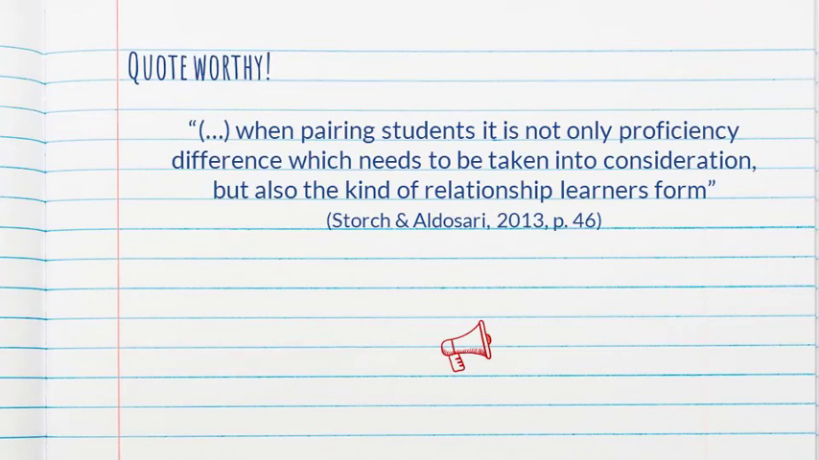This quote from the article captures the pedagogical implications and the complexity of forming pairs. And it says, when pairing students, it is not only proficiency difference which needs to be taken into consideration, but also the kind of relationship learners form. And I would add that learners work differently, not just with different classmates, but when completing different types of tasks. Perhaps to write a 3 to 4 paragraph composition, some learners may have simply preferred to work by themselves, and they may have approached their interaction with someone else as an imposition more than as a learning opportunity.